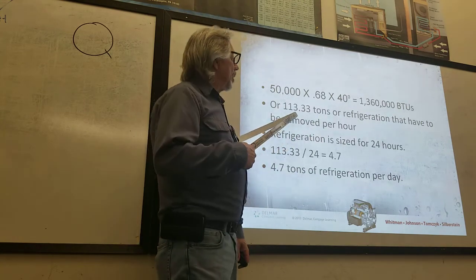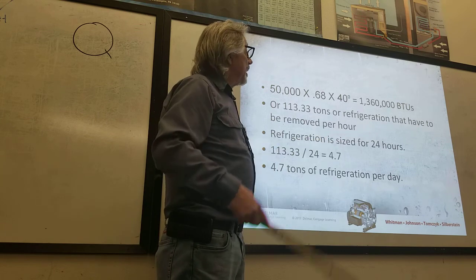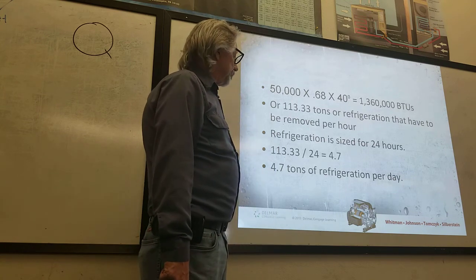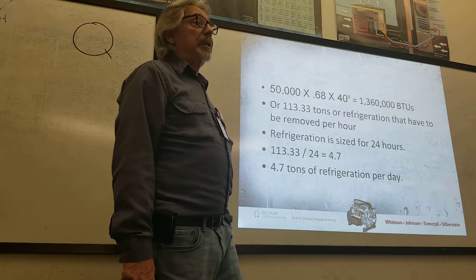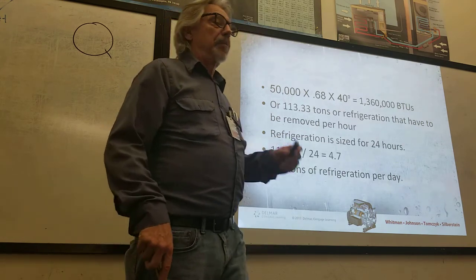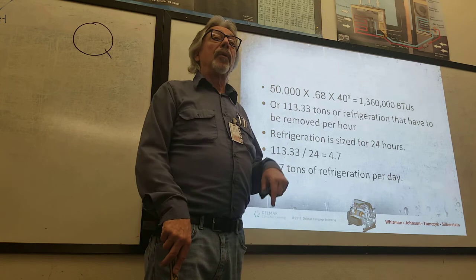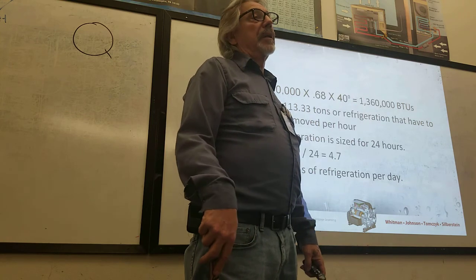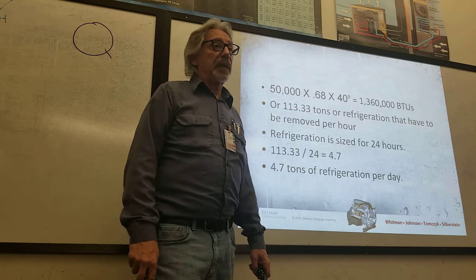Okay, so if we add it all up and we work this formula out, we come up with 113.33 BTUs per hour needs to be taken out. Or tons, say tons. So it's 12,000 BTUs in a ton, so 113 tons. Now, refrigeration is always sized per day, different from air conditioning, which is sized per hour. Refrigeration runs 24 hours a day, air conditioning does not run 24 hours a day. So that's why air conditioning is always sized per hour and refrigeration is always sized per day.